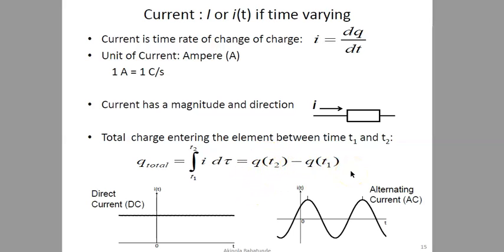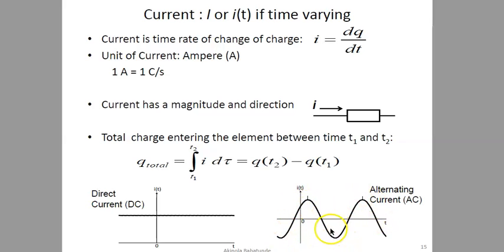We also have the direct current and the alternating current. In the case of direct current, you will notice that the current remains constant irrespective of the variations in time. As the time changes and varies, the current remains constant. That is why we have a constant line representing the current without any change. But in the case of alternating current, as the time changes, the current also changes. As the time varies, the current also varies.